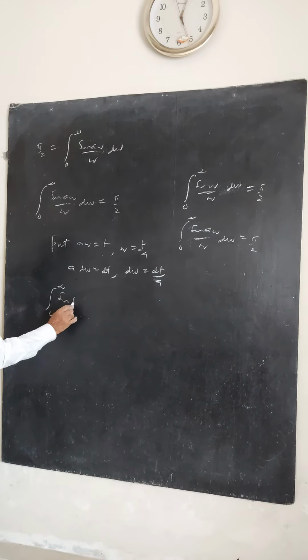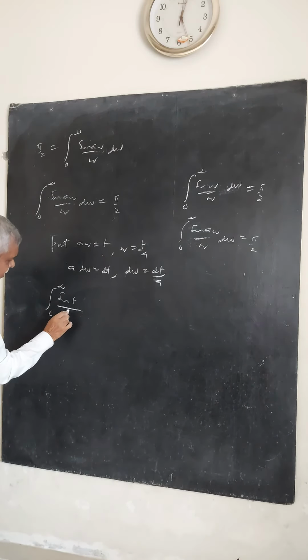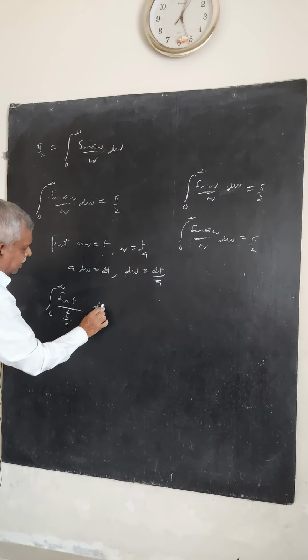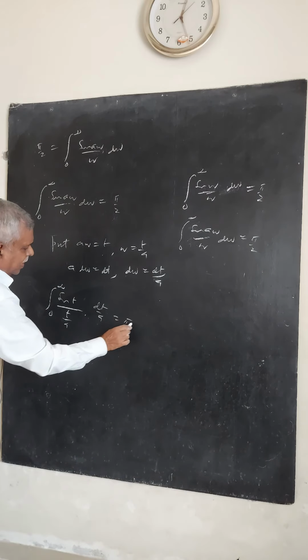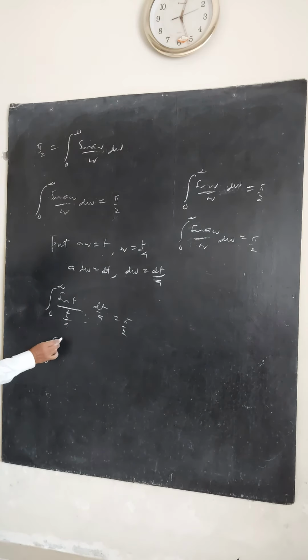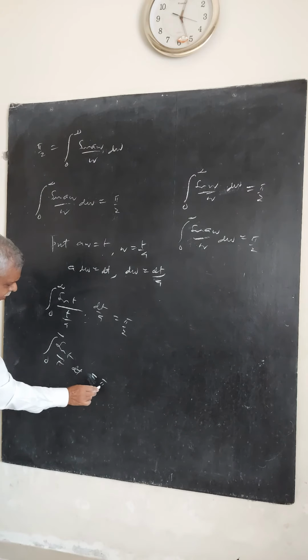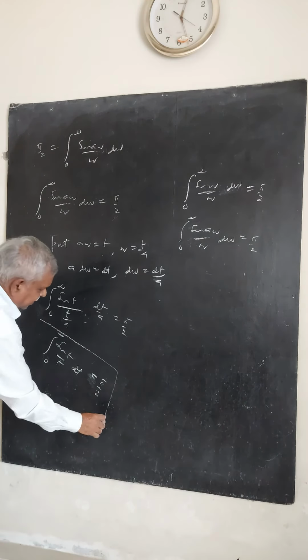Sin a omega is sin t. What is omega? t by a. d omega is dt by a, which is already in pi by 2. The a gets cancelled. Therefore, 0 to infinity sin t by t dt equal to pi by 2 is the answer.